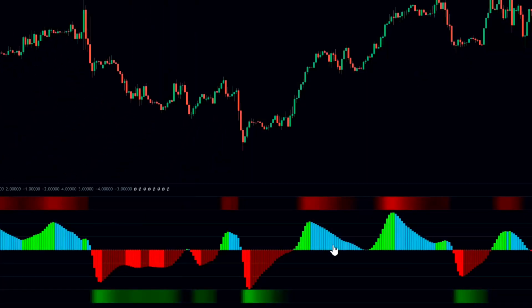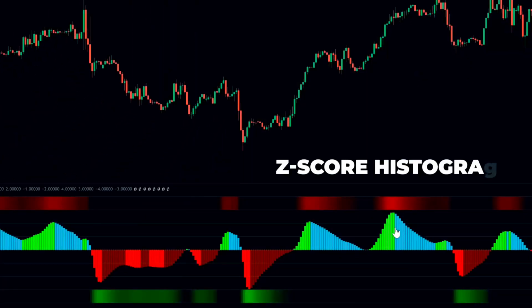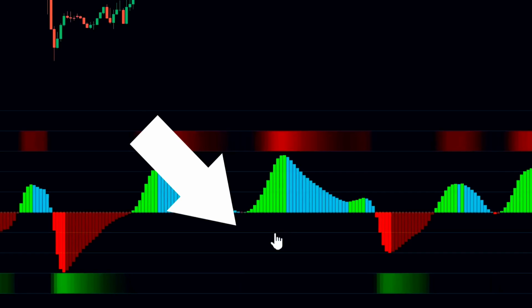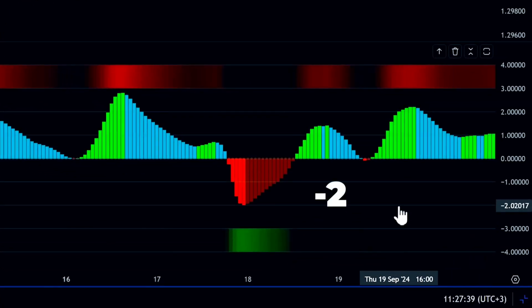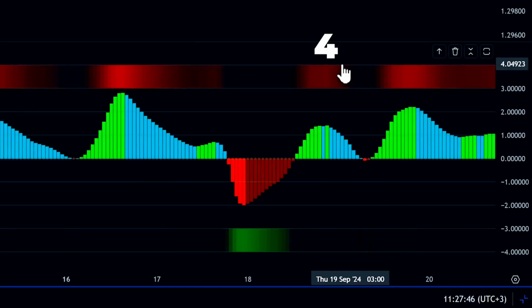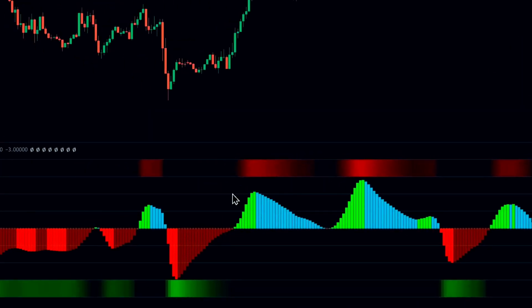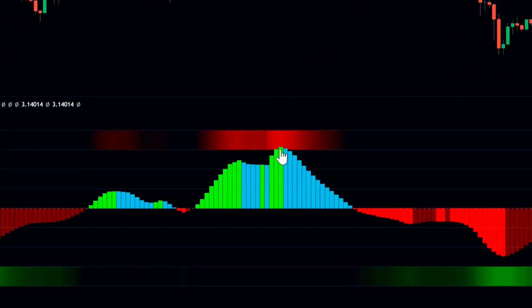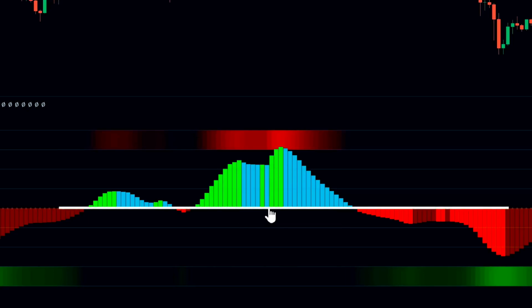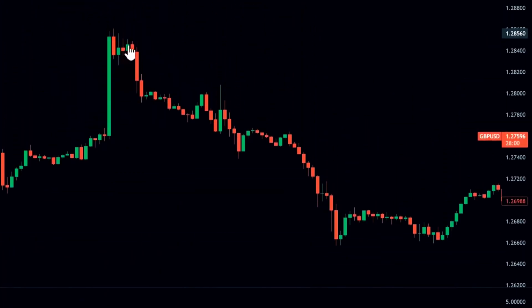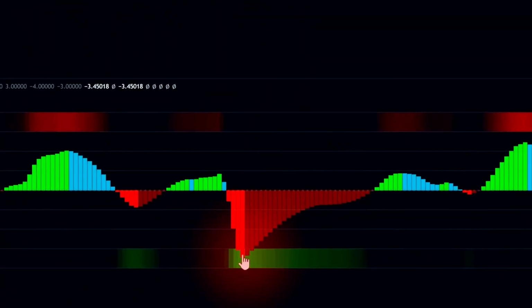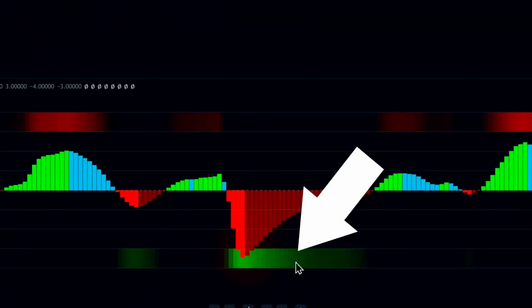Now, let's break down the histogram. This is the Z-score histogram, displaying standard deviation levels from -4 to 4. Whenever the histogram crosses these levels, it signals that your chosen moving average is deviating significantly from its mean. For instance, if the histogram moves beyond +3, it indicates the Hull moving average is far above its mean by 3 standard deviations, signaling a potential overbought condition. Similarly, if it drops below -3, it suggests an oversold market.